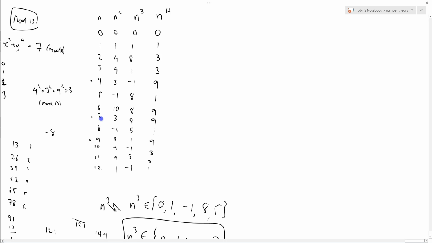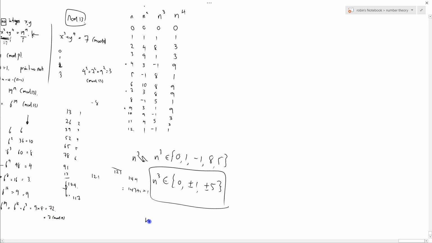So let's have a look at what we've got here. We've got n to the 4 is in the set either 0 or 1 or 3 or 9. Not as symmetrical as the n cubed, is it? I was trying to write it in a nice easy way like this, but I didn't manage to do that, because it's 0 or 1 or 3 or 9. And what was the n cubed? Now that was plus or minus.